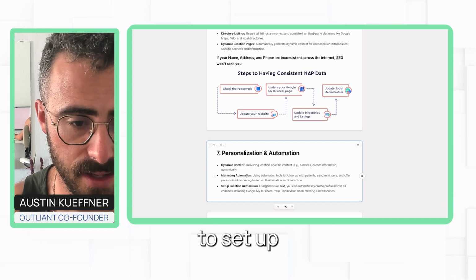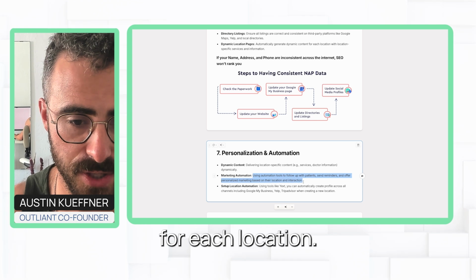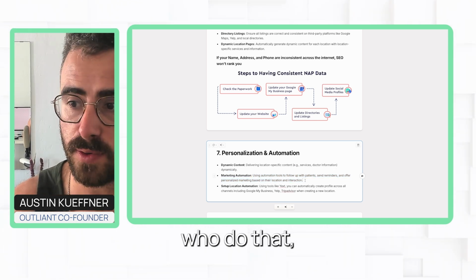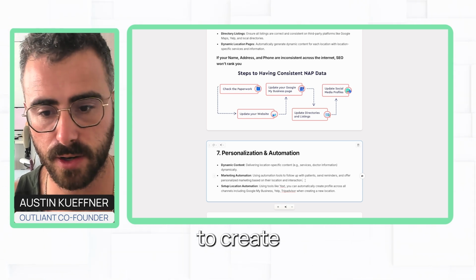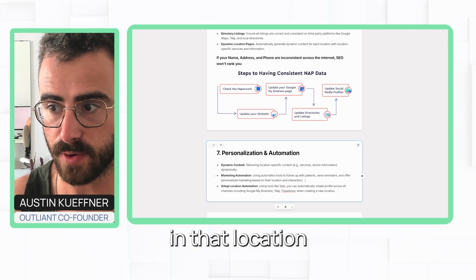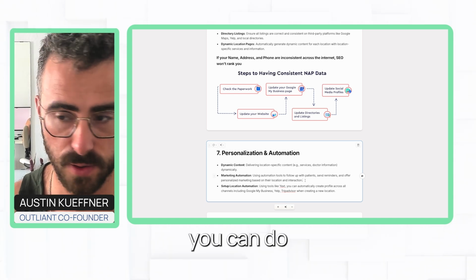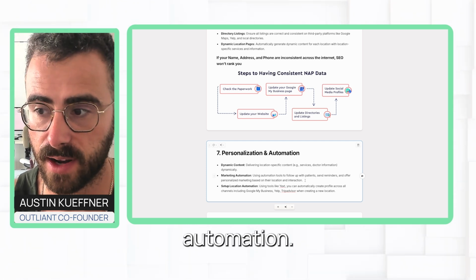It's also a good idea to set up some marketing automation for each location. Some brands want to do this, some don't. But the brands who do this are trying to create a stronger sense of community with the people in that location and that brand. And so one of the things you can do to facilitate that is by building location-based marketing automation.